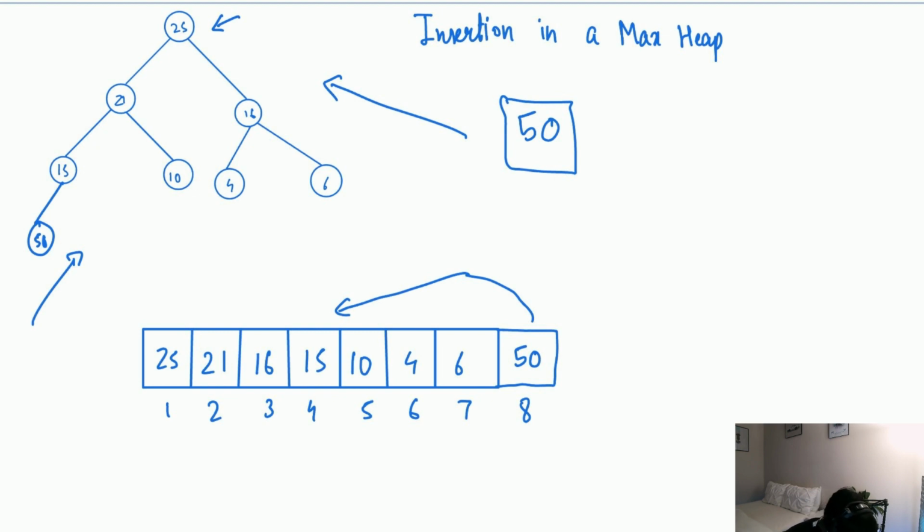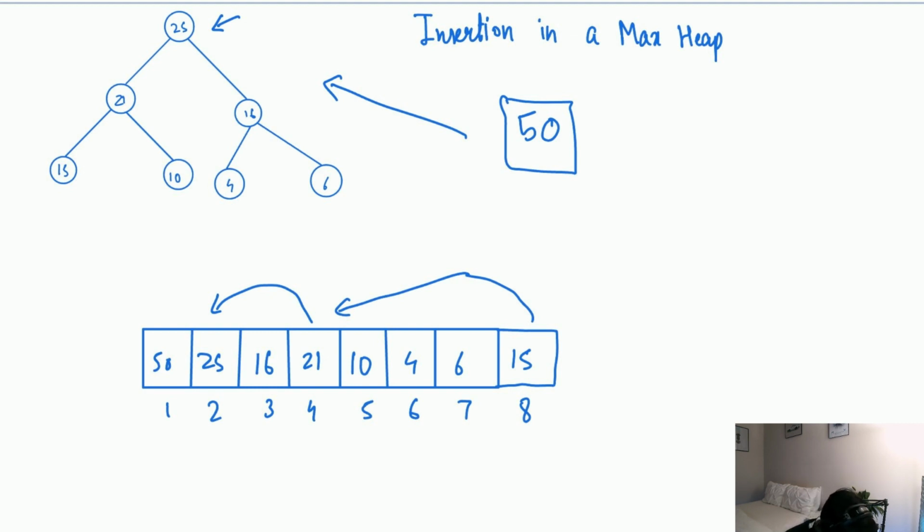Because 50 is greater than 15, we swap 50 and 15. 50 goes in this position and 15 takes the other position. Now again, we compare it to its parent node. 50 gets compared to 21. Because 50 is greater, they swap places again. And then 50 gets compared with its parent, which is 25. And because 50 is greater, 50 swaps places with 25.